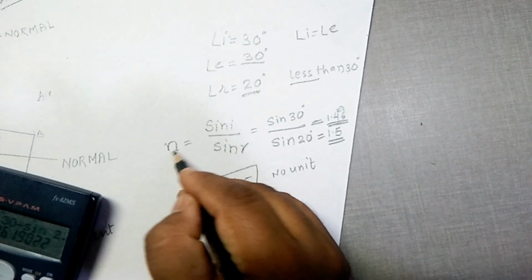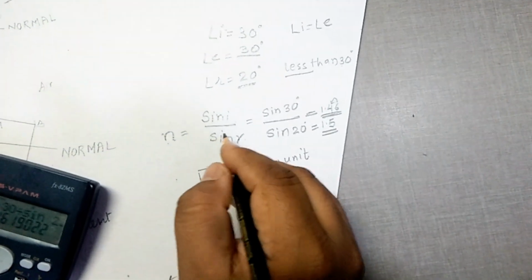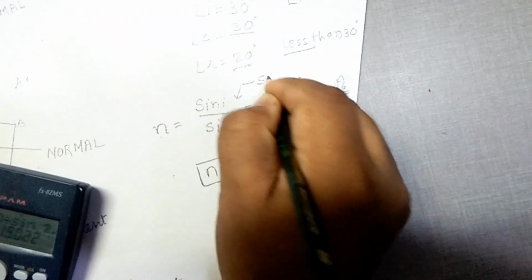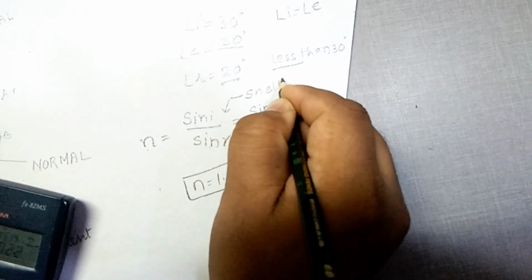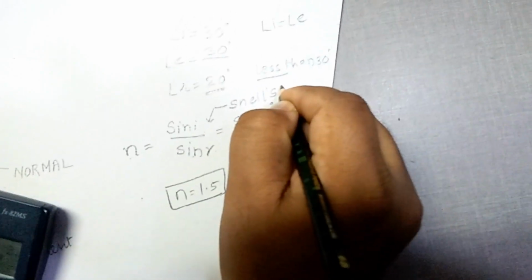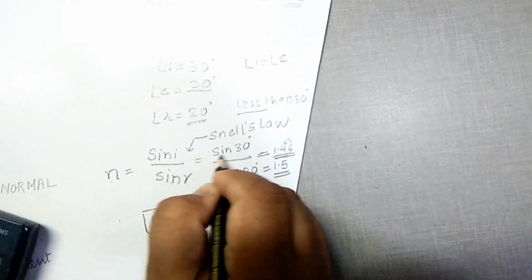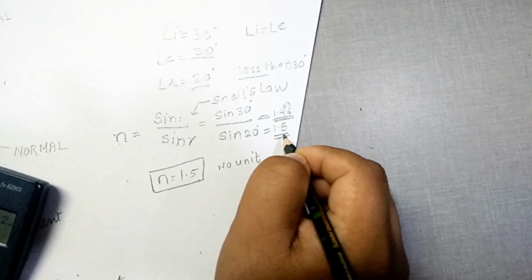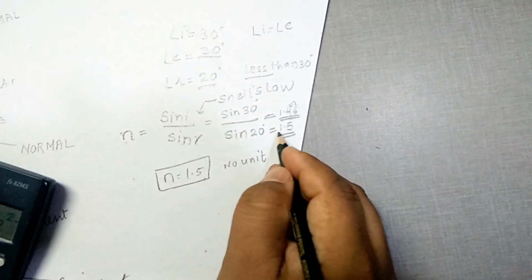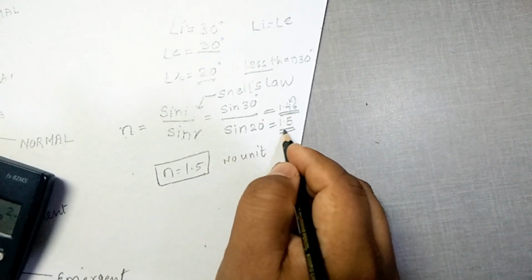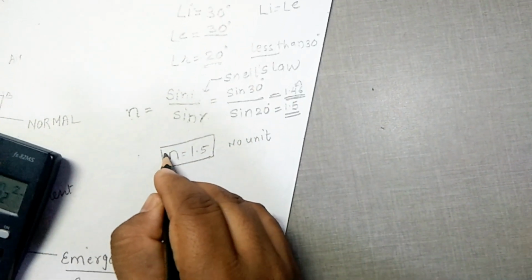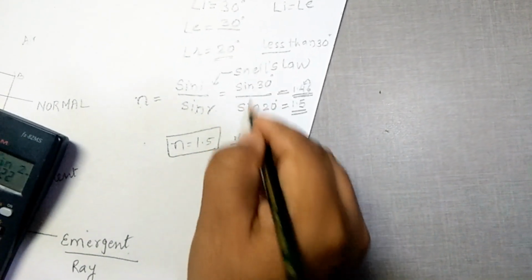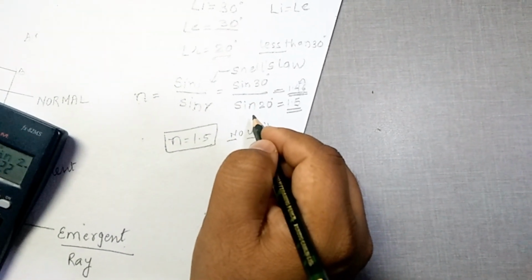So I use the formula N is sin I upon sin R, which is also called Snell's law. It was given by a scientist named Snell. So sine 30 upon sine 20 comes as 1.46, as I showed you in the calculator, and I can write it as 1.5 because this value is very near to 1.5. So my refractive index value is 1.5, and of course this has no unit because it's the ratio of the same quantity.